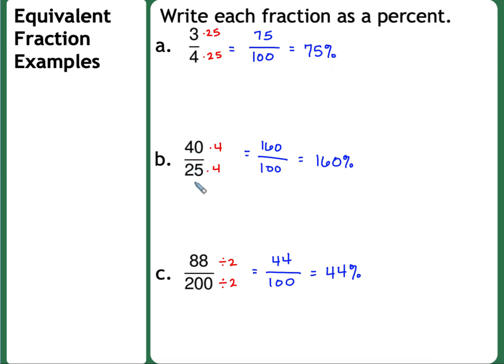40 over 25, well, 25 times 4 gets us to 100, so 40 times 4 is 160. Again, 160 per 100 means we have 160%. Now, sometimes if we have a denominator greater than 100, we need to scale down to get to 100. So 200 divided by 2 is 100. 88 divided by 2 is 44. 44 per 100 is 44%.